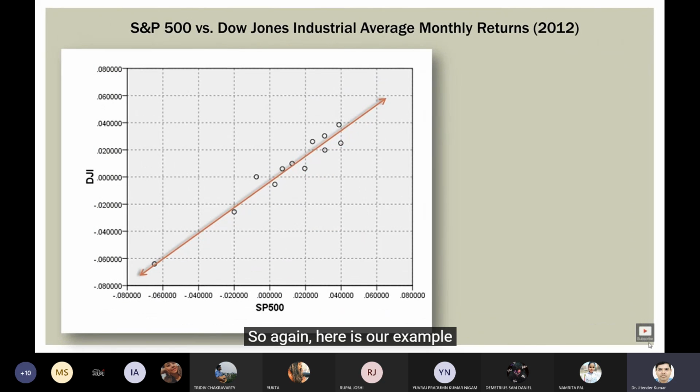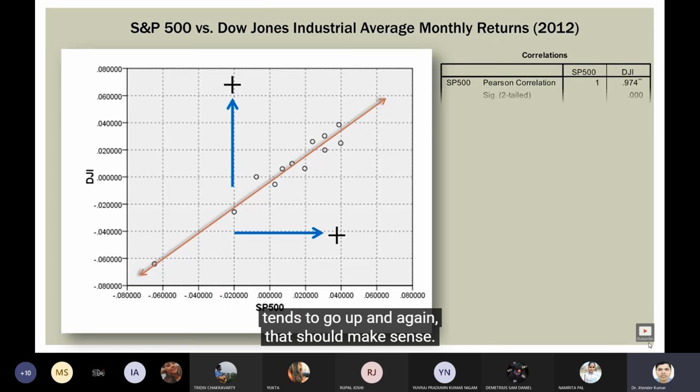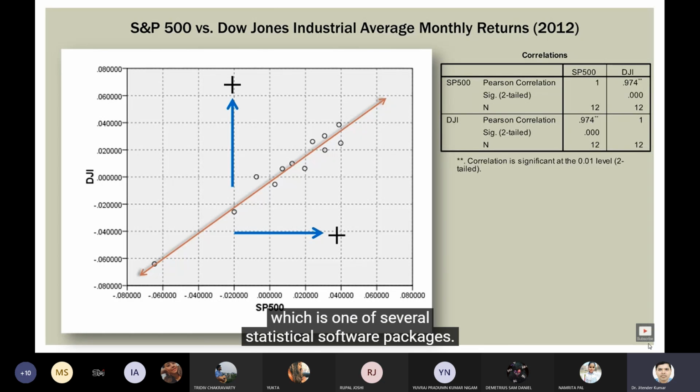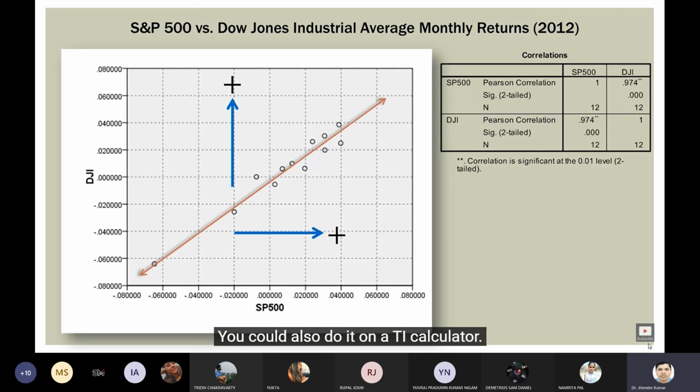So again, here is our example of the monthly returns of the S&P 500 versus the Dow Jones. So when the S&P goes up, the Dow Jones tends to go up. And again, that should make sense. Now, I ran these numbers through SPSS, which is one of several statistical software packages. You could do this easily in Microsoft Excel. You could do it in SAS. You can do it in Minitab, whatever software you have at your disposal. You could also do it on a TI calculator.